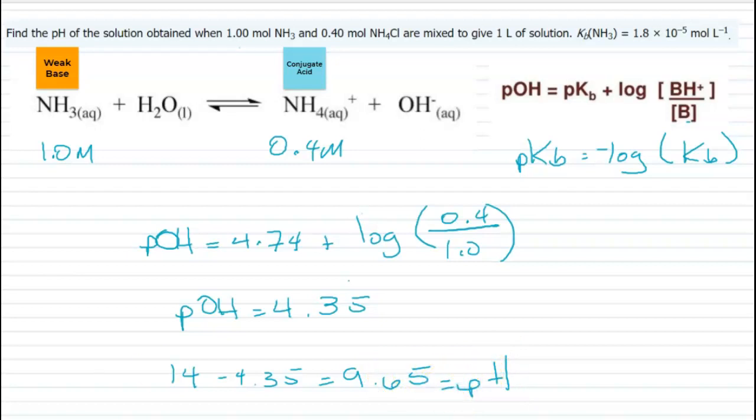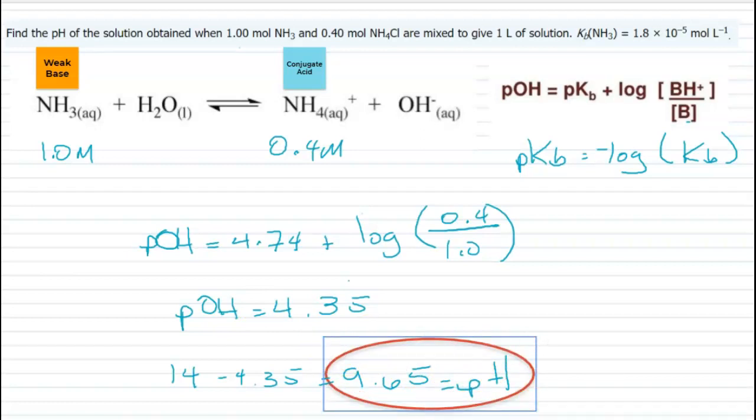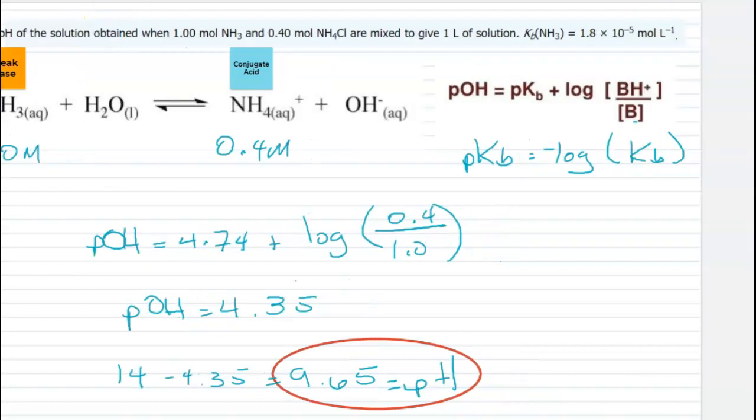Just like we had on the last problem, it's just a tremendous time saver. So I definitely recommend that you learn how to use the Henderson-Hasselbalch. It will save you a lot of time. It will only work for buffering solutions.